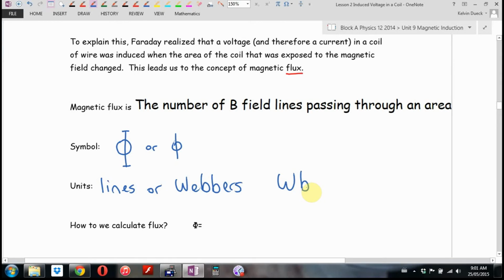How do we calculate it? You take the magnetic field and you multiply it by the area. Oh, except these have to be perpendicular to each other.